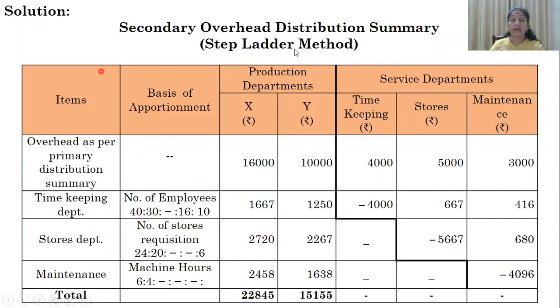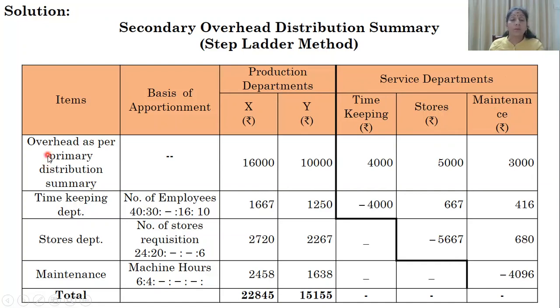See, this is the secondary overhead distribution summary under the step ladder method. We have to provide columns like this. First one item, second one basis of apportionment, third column production. Here there is no total column. Then we give production departments X and Y, then the three service departments next to production: timekeeping, stores, maintenance. We should keep the order. What sequence we fixed, in that sequence we have to write here: first timekeeping, second stores, last one maintenance.